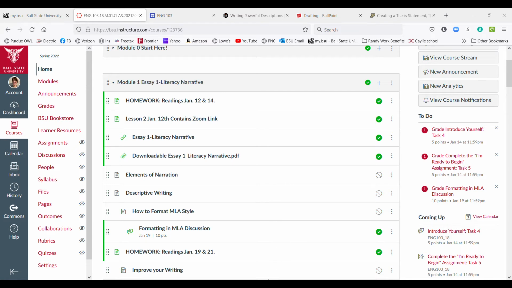Okay, let's talk briefly about the writer's notebook. Make sure that you put in your first entry. So for English 103, we're going to be working on MLA formatting for the whole semester. Make sure that you familiarize yourself with MLA formatting. You can do that on Purdue OWL. The link is in the syllabus.